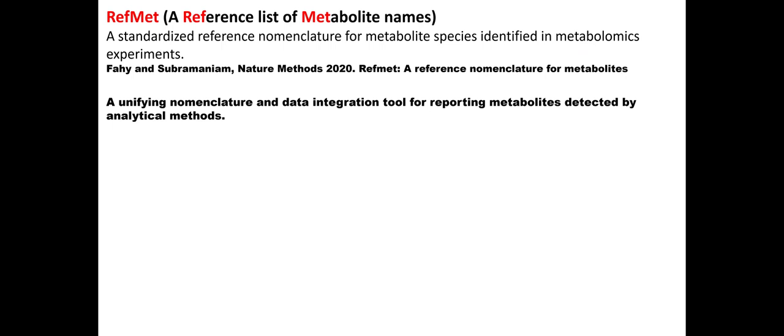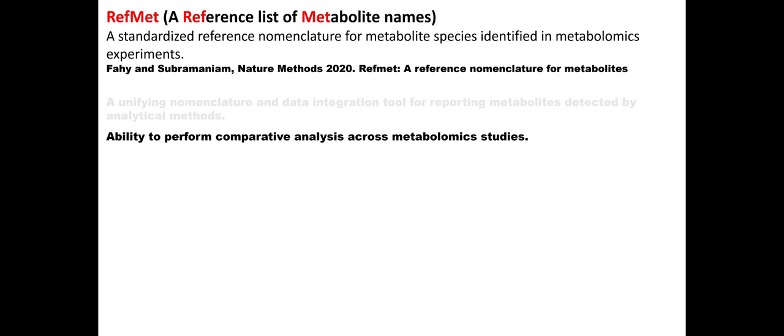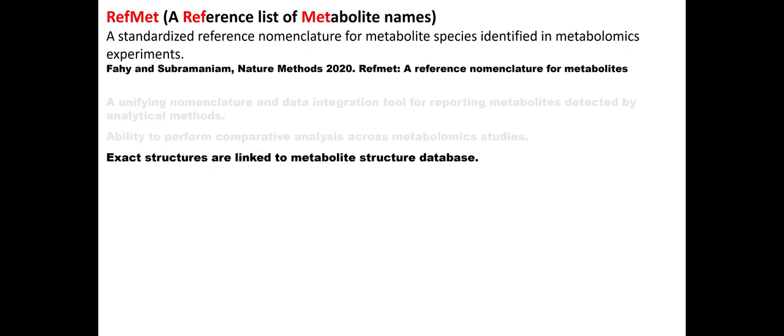Besides MW tab, another very important feature of Metabolomics Workbench is that we use a reference metabolite system called RefMet, which provides harmonization and standardization of metabolite names. And that's very important for being able to integrate the data from different studies or across other resources. It's a unifying nomenclature. It provides the ability to perform comparative analysis across different studies. Next, please.